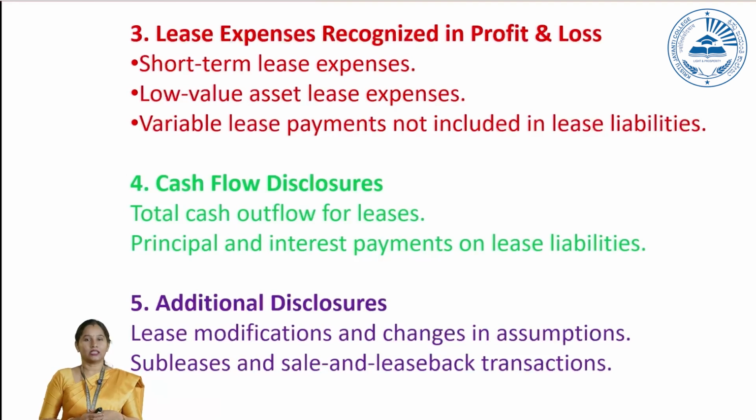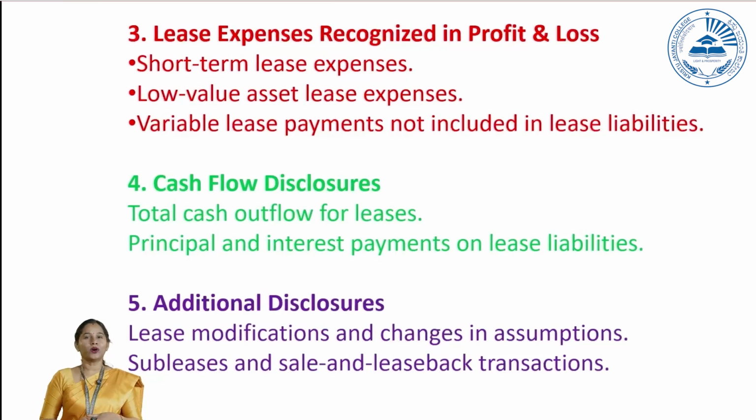The last is additional disclosure. If there are any modifications in the lease agreement, or any changes in the assumptions of a contract, this needs to be shown in the financial statement. The last line is very important: subleases and sale and leaseback transactions. It means, suppose Reliance Industries has taken land on lease and a certain area is not going to be used by them, then they have a right to give a sublease to another person. So any transactions regarding subleases or leaseback transactions also need to be shown in the additional disclosure. So these are the 5 important disclosures from the perspective of the lessee.